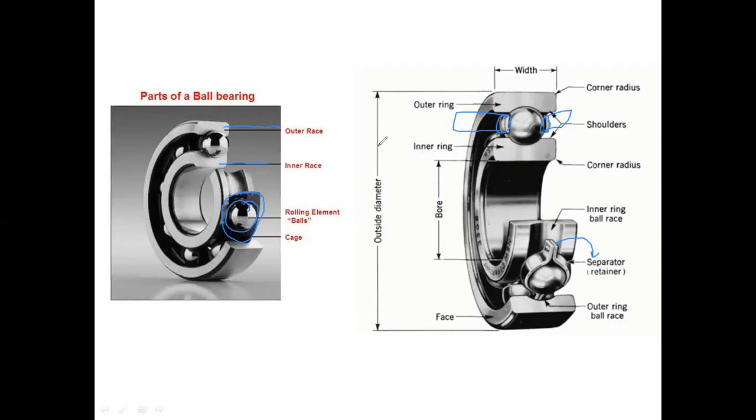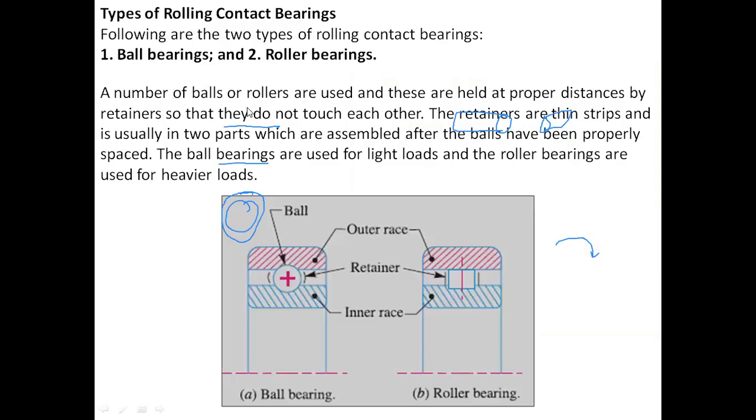And there are some types of ball bearing also. We'll see the types. As you can see here, the types of rolling contact bearing. First one is your ball bearing, second one is your roller bearing.